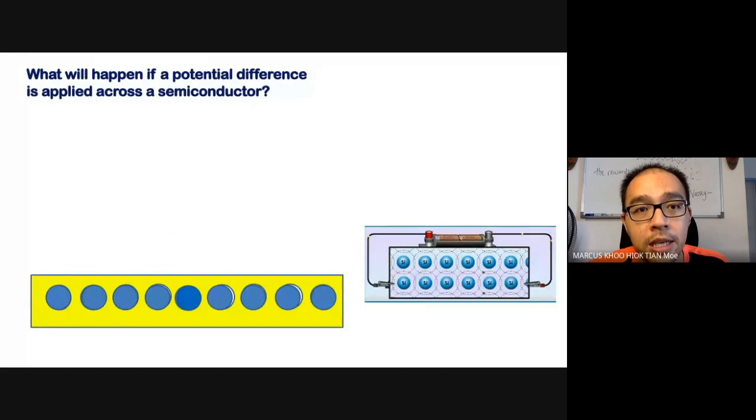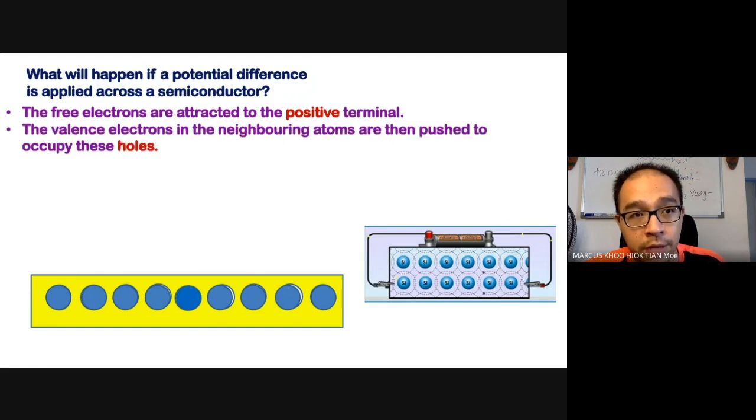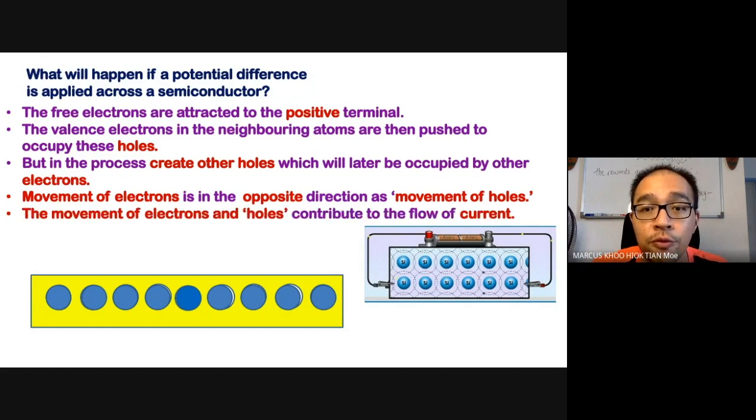Okay, so what happens if a potential difference is applied across a semiconductor? This is what actually happens. The free electrons will be attracted to the positive terminal, and so the valence electrons in the neighboring atoms are then pushed to occupy these holes. But in the process, they will create other holes which will be later occupied by other electrons. So the movement of electrons is in the opposite direction as the movement of holes. The movement of electrons and holes contribute to the flow of the current.